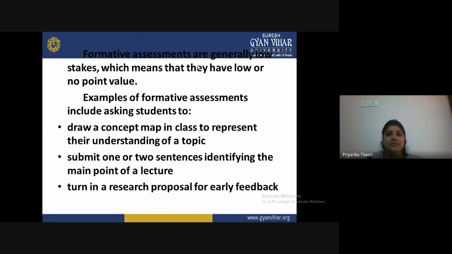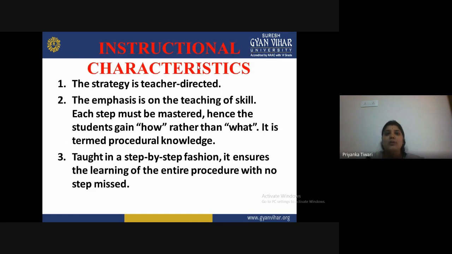Now, formative assessments are generally low stakes, which means that they have low or no point value. Examples of formative assessment include asking students to draw a concept map in class to represent their understanding of a topic, submit one or two sentences identifying the main point of a lecture, or turn in a research proposal for early feedback. So now, instructional characteristics.